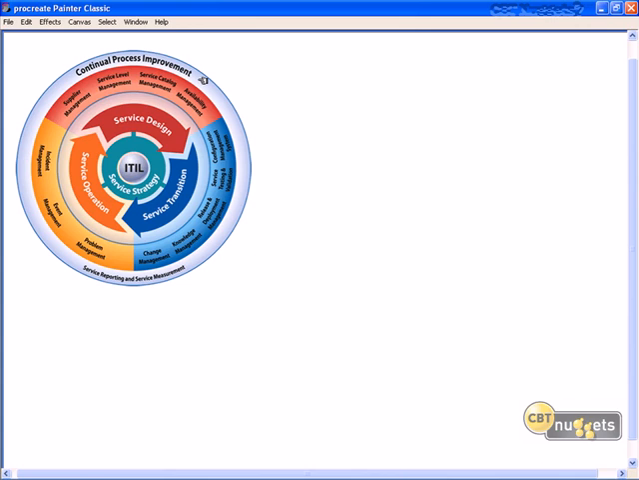And realize that even though these are 5 phases here, they're not necessarily distinct or separate. They're not carried out in a particular order. Each phase, for example, service strategy, is going to affect service design as well as transition and operation. The continual process improvement is going to apply to each one of these phases as well.